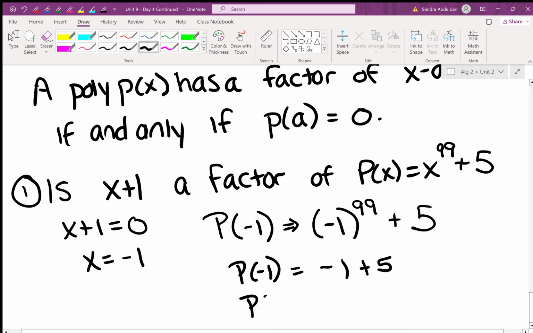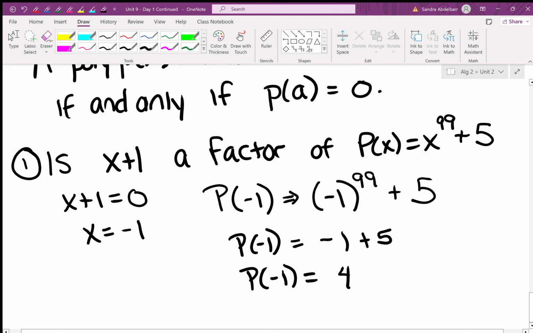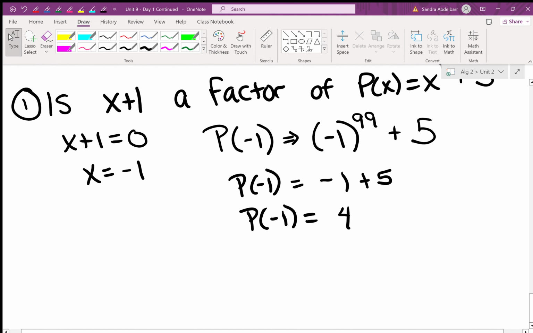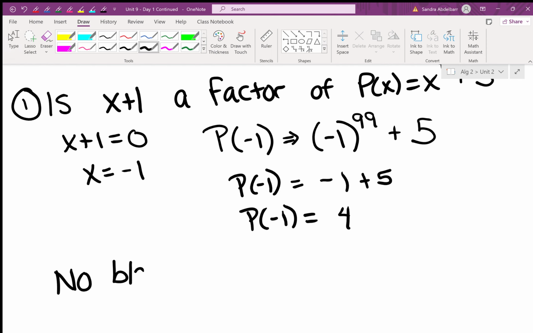So what's p of negative 1? 4. What does that 4 represent? The remainder, if you took the polynomial and divided it by x plus 1. So our remainder would be 4. So you tell me, is x plus 1 a factor? No, because the remainder does not equal 0.